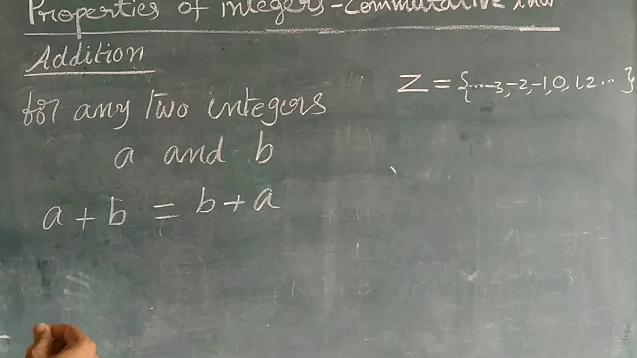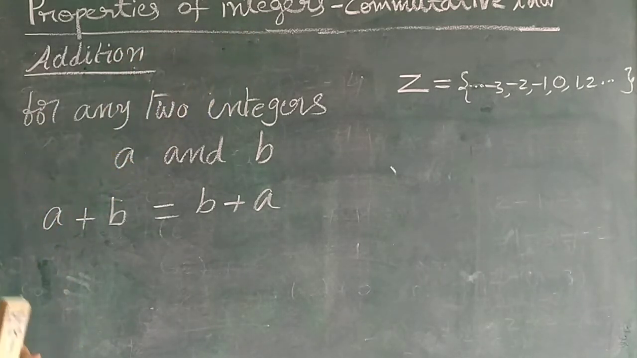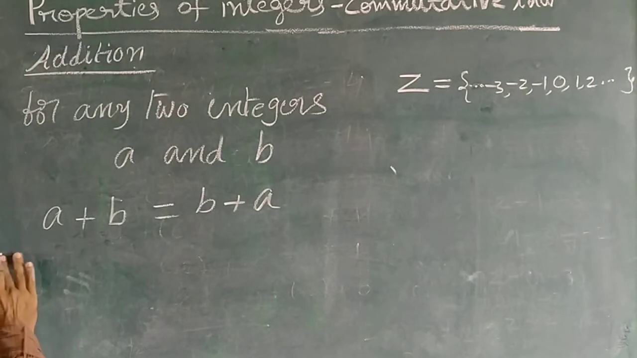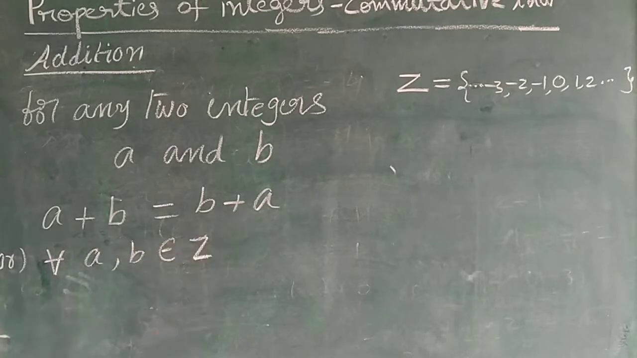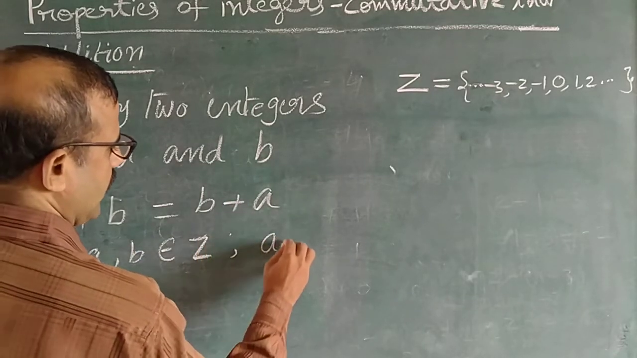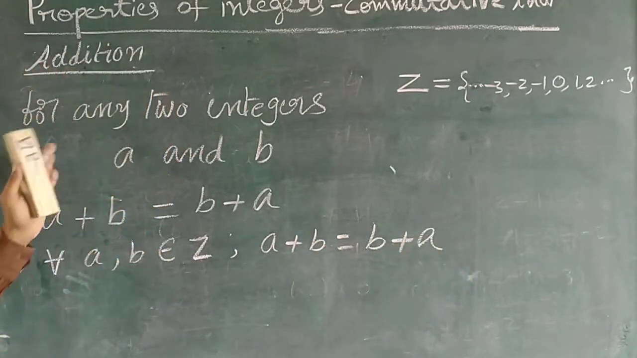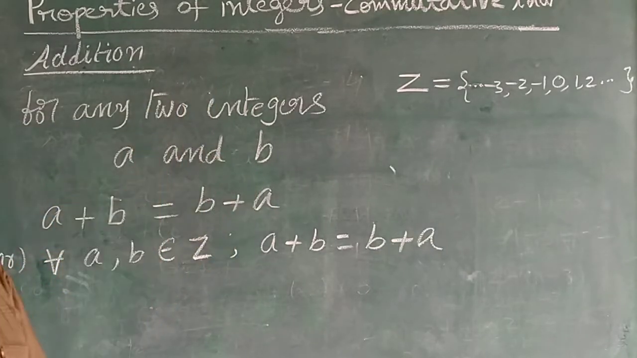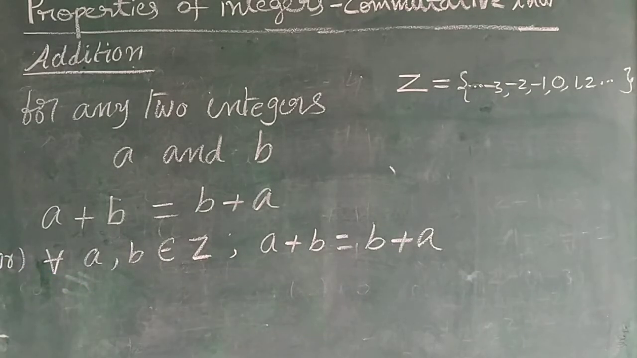So, commutative law is satisfied for integers with respect to addition. Therefore, in another way, for all a comma b belongs to Z, a plus b is equal to b plus a. For any two integers a and b, a plus b equals b plus a. The shortest notation: for all a comma b belongs to Z, a plus b equals b plus a.